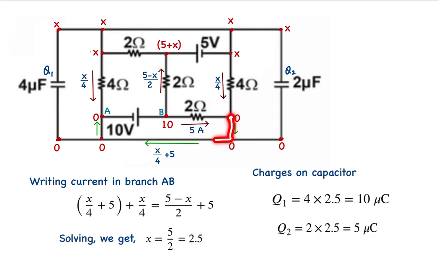So this current will flow through this branch. So in this branch current will be x by 4 plus 5. So here at point O the incoming current is x by 4 and x by 4 plus 5 from this direction. So if we look at the current in this branch AB, these two currents will get added up to give the current in this branch, and the same current gets divided into these two currents. So basically adding up these two currents will be equal to these two currents.